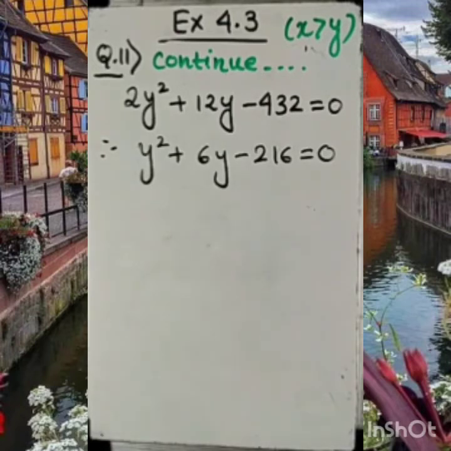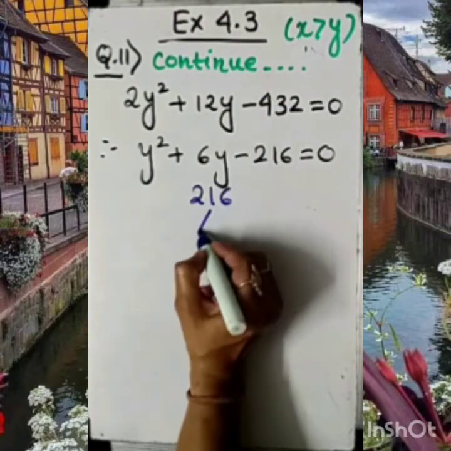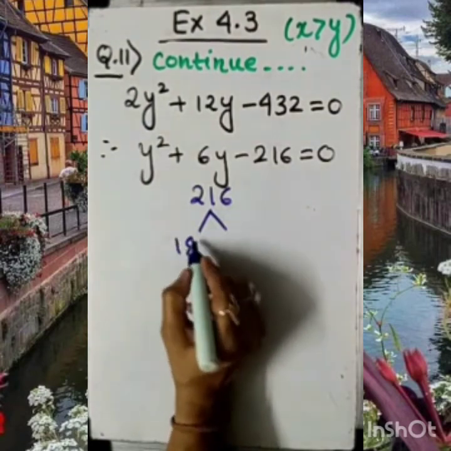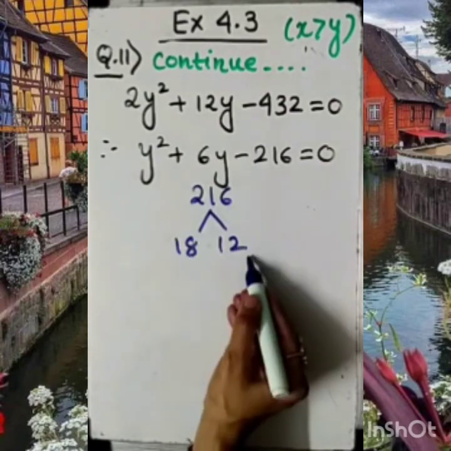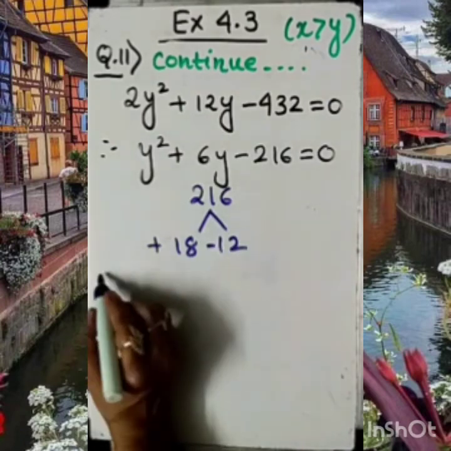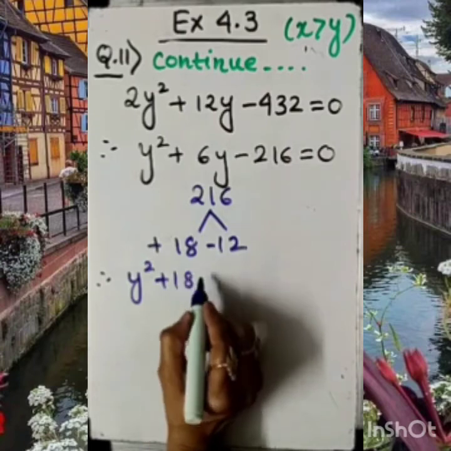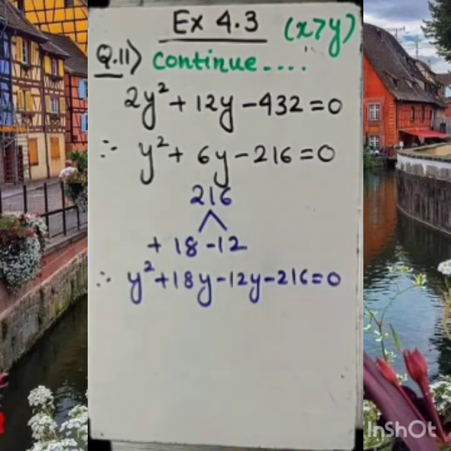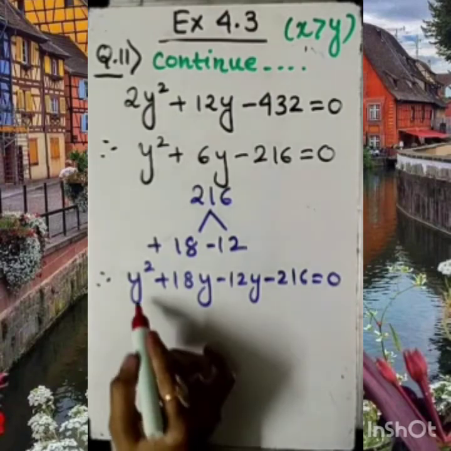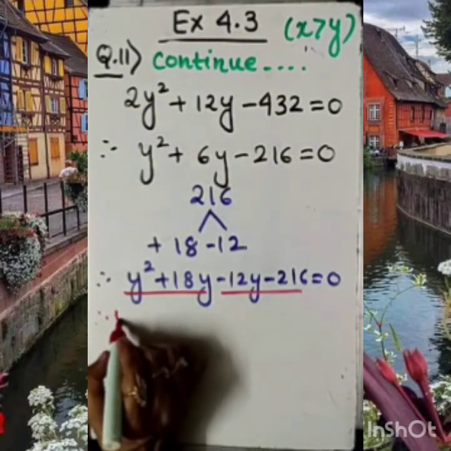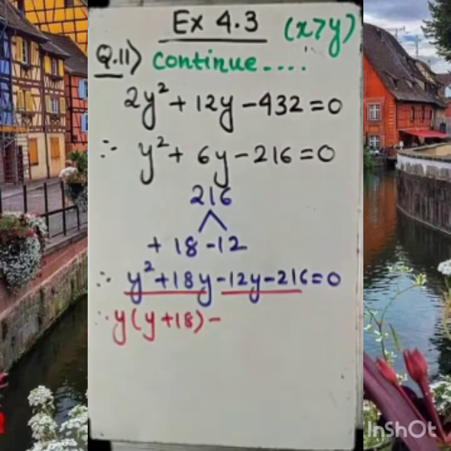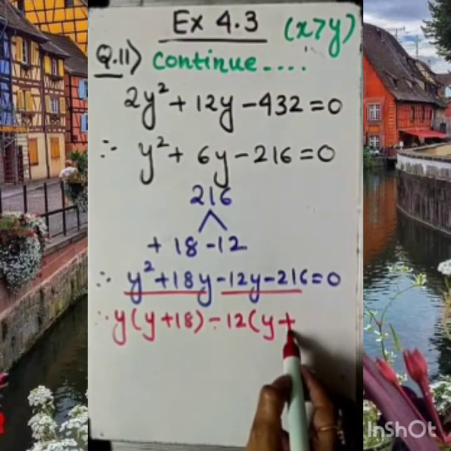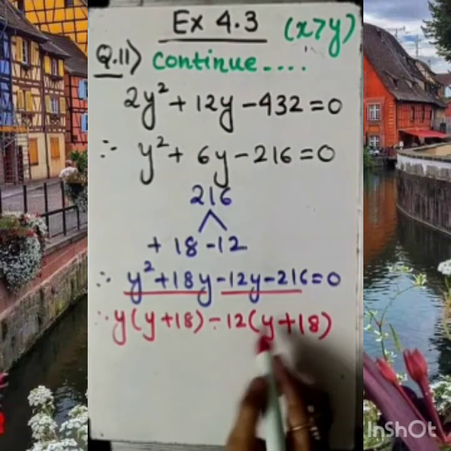Now let's have the factors of 216, such that we should have plus 6. So it is easy. We know 18 into 12 is 216, 18 minus 12 is 6. So the next step I need to mention: y square plus 18y minus 12y minus 216 equal to 0. In that, let me take out y common from the first two terms, so I will have here y plus 18. If I take out 12 common from this, then I will have here y, and because of this minus sign, this sign will be changed, this minus will be plus. 18 into 12 is already 216.